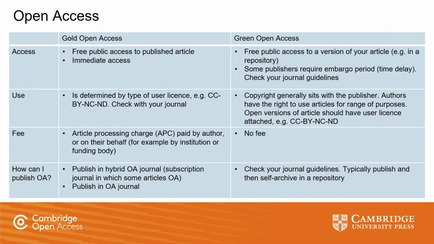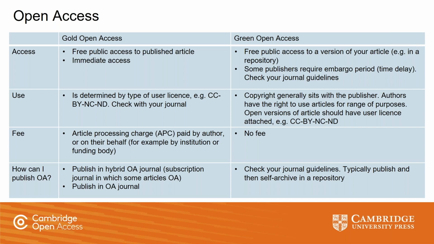However, green open access tends to be published in subscription journals where the copyright remains with the publisher, although not in all cases. But there's free public access to a version of the article, for example, in a repository. Some publishers require an embargo period, but not all publishers and not for all types of articles. So it's very important to check journal guidelines about what the green open access policies are for those particular titles.